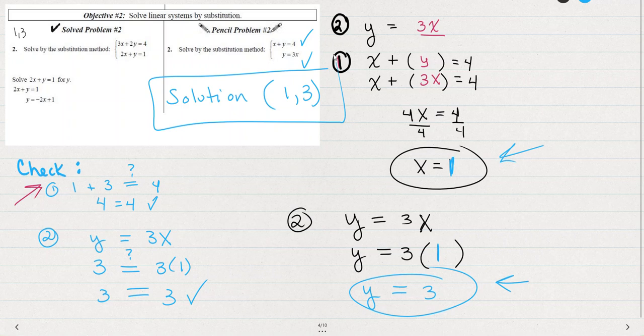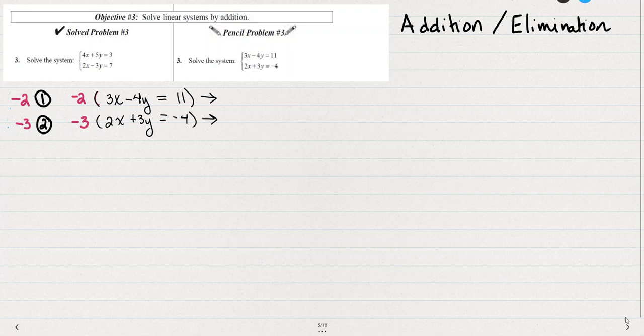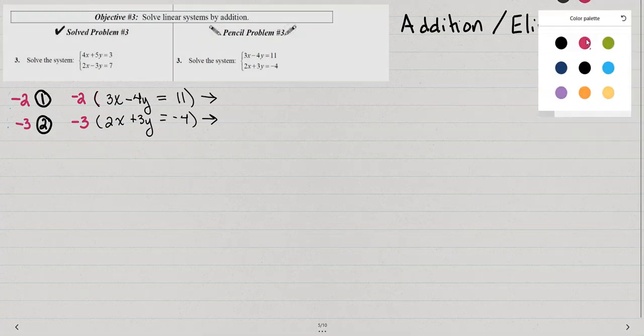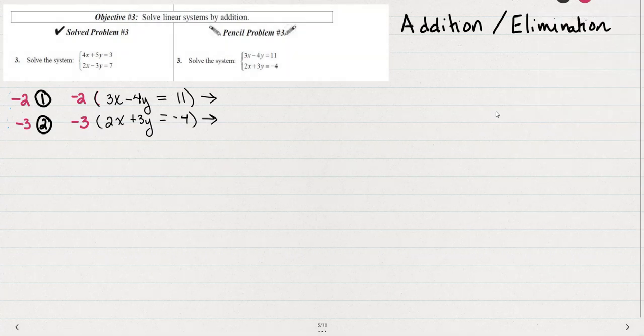That's how we can use the substitution method to solve a system of equations. It's not always handed to us so easily with one of the variables solved for. Sometimes we need to use another method called the addition method, or it's sometimes referred to as the elimination method. So we can solve a system of equations with substitution. We can also solve a system of equations with addition or elimination.